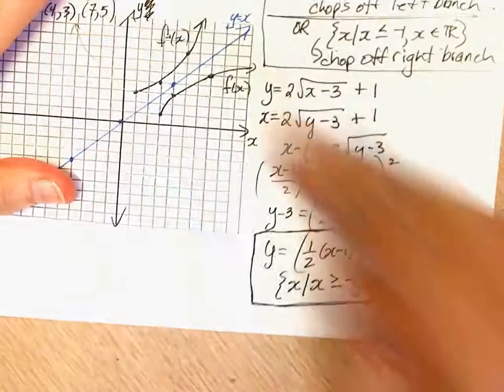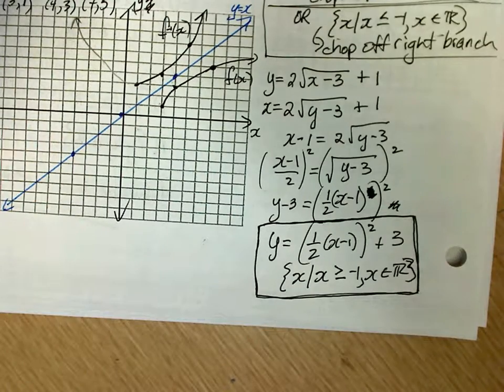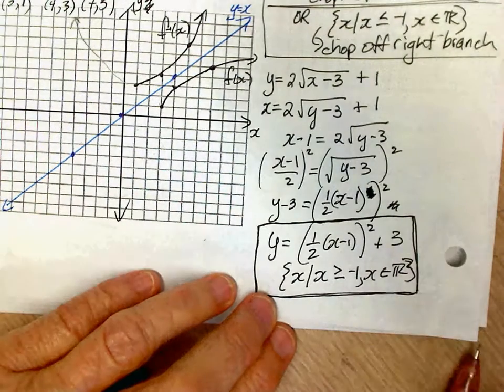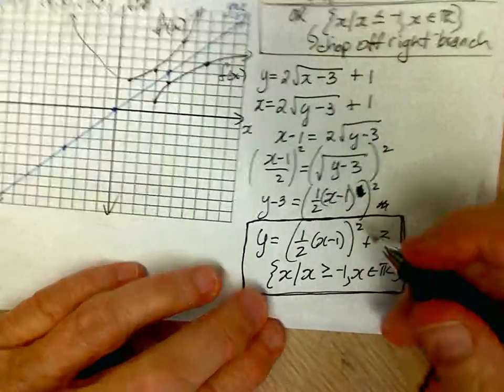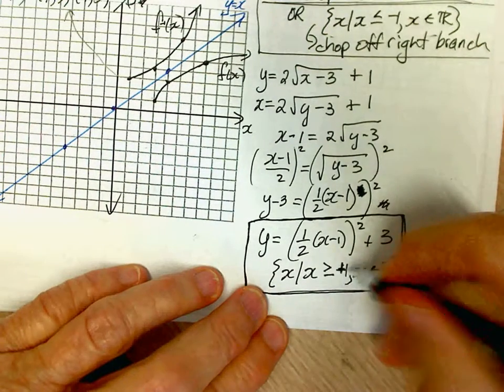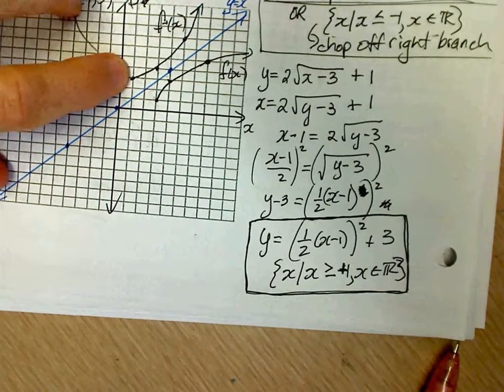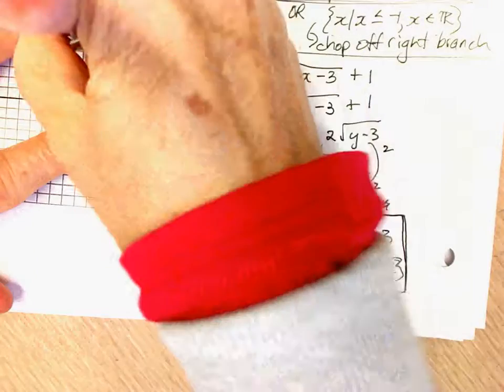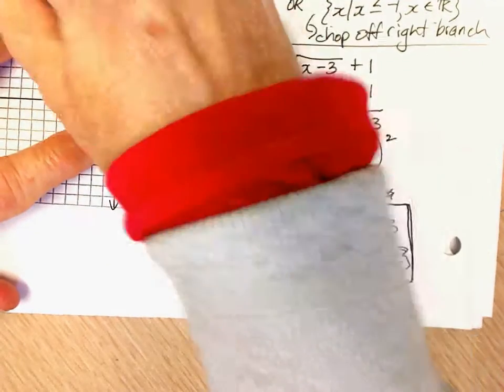Oh, yeah, you're right. Thank you for pointing that out. My bad. x has to be greater than or equal to 1, not -1. That was important.